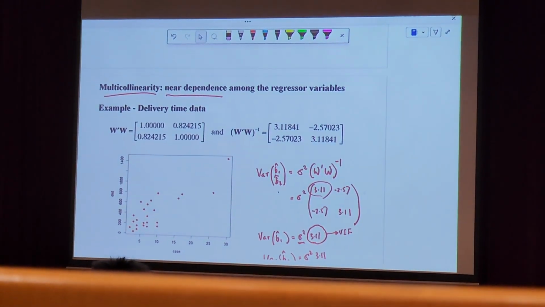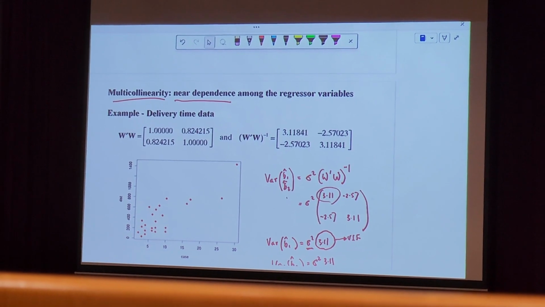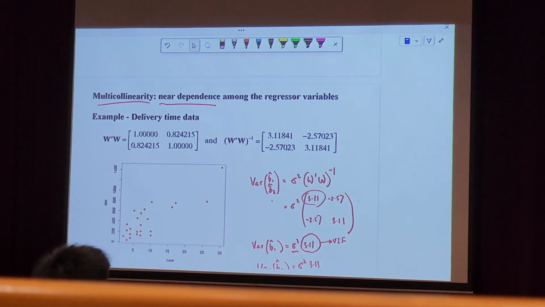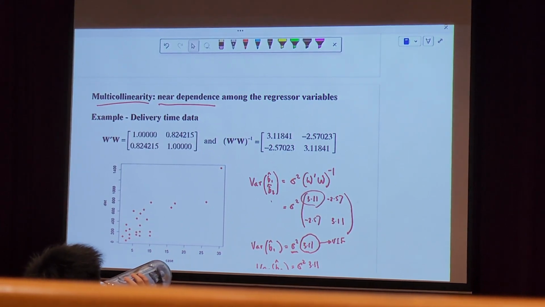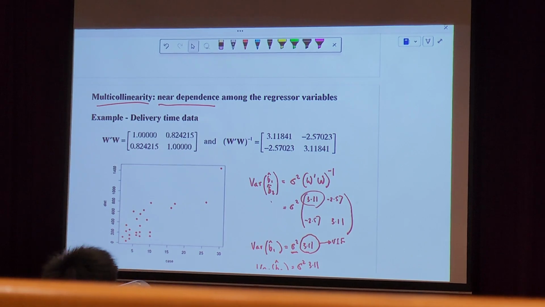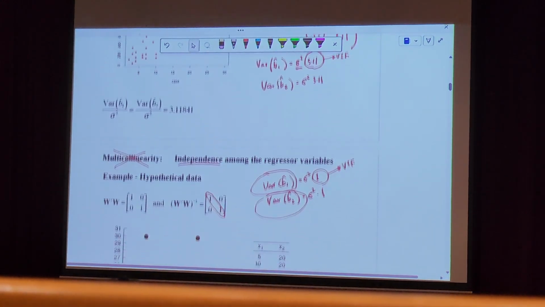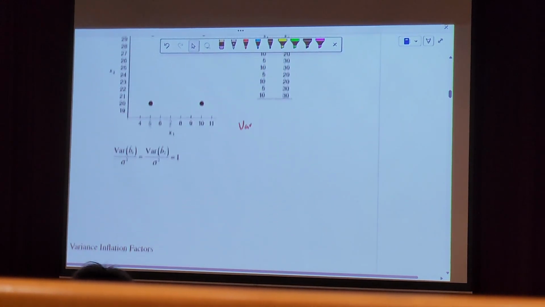So it does not make sense to have the two of them there. One is enough. If you include both of them, you're going to have trouble. What happens is the variance of your regression coefficient will become very large. The higher the dependency, the higher the variance. Okay? So that is multicollinearity.